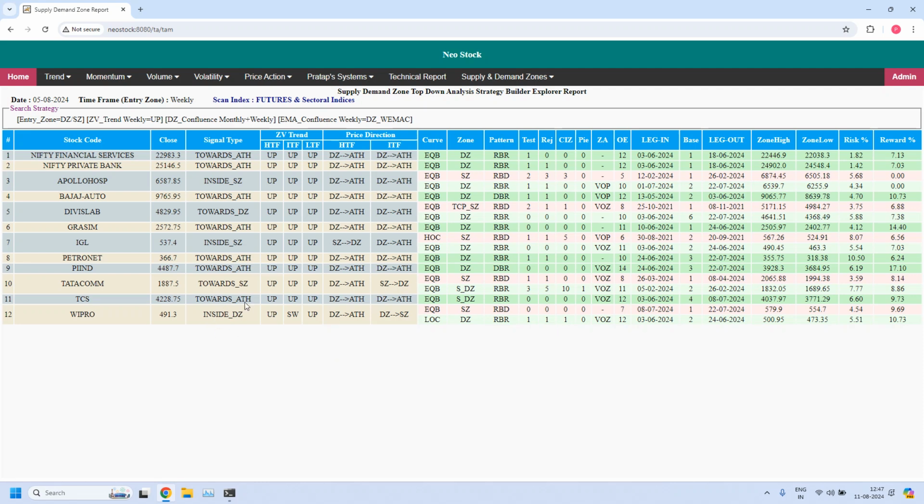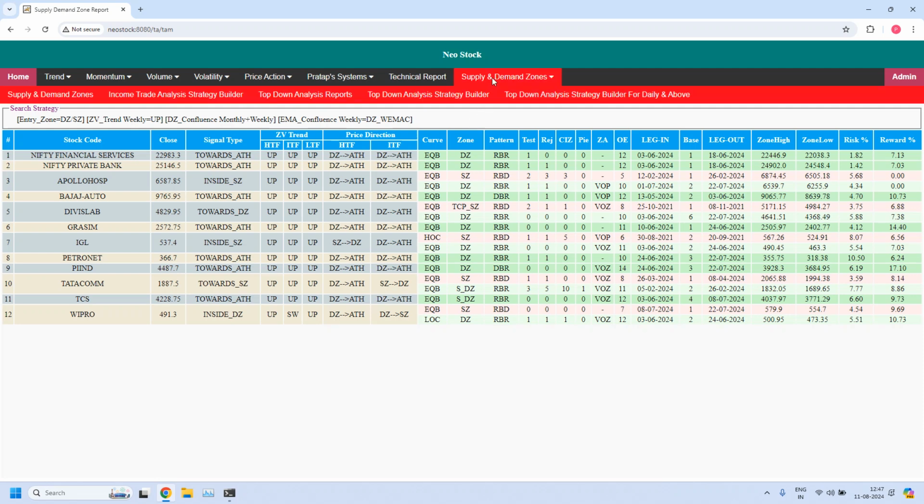Because some of the stocks are closed inside the demand zone, there you immediately get some trade opportunities. Especially with weekly zones, the advantage is you will find the stocks inside the weekly demand zones or inside the weekly supply zones. That way you will look for trade opportunities. Okay, this is about demand zone confluence and also EMA confluence with demand zones.